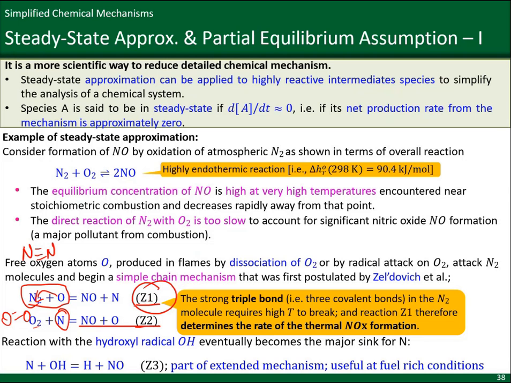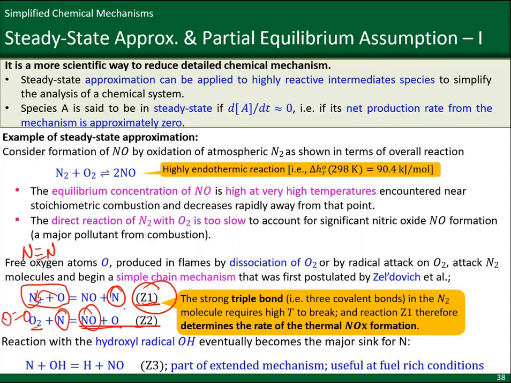Once the reaction Z1 completes and you form NO, this nitrogen atom immediately attacks an oxygen molecule, leading to the formation of another nitric oxide molecule plus an oxygen atom. So as soon as Z1 is done, Z2 occurs almost spontaneously. We can more or less say that these two reaction steps are dominated by the reaction Z1, or the rate of reaction Z1. And these two are essentially the reactions that we see in most conditions.